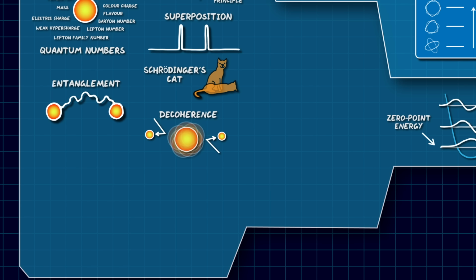Entanglement is where the wave function of two or more particles interact and mix, causing them to become a single quantum object. This means that the properties of the different particles will be correlated even if they're separated by a large distance.